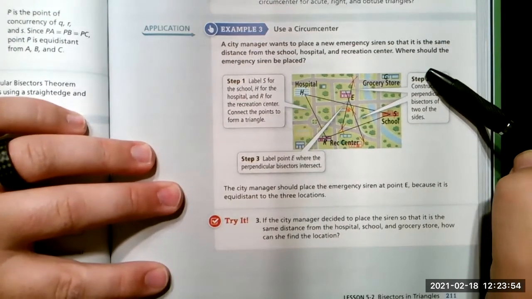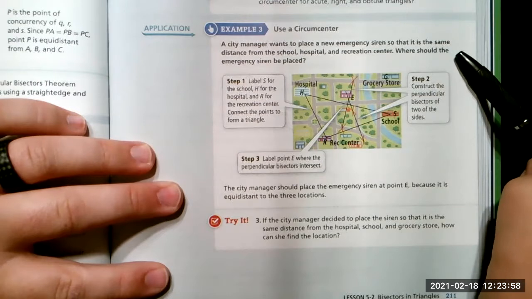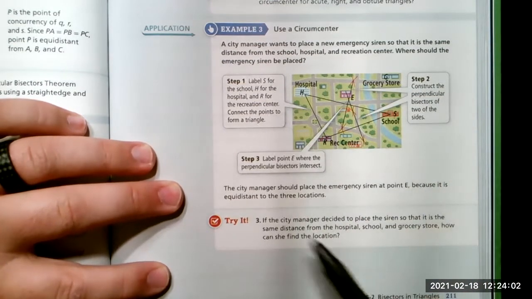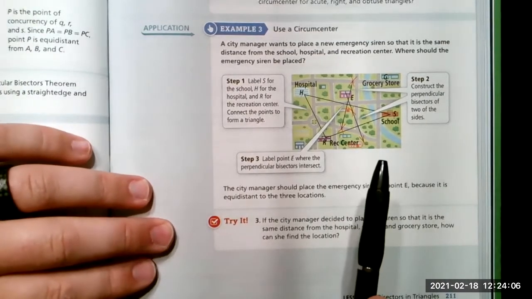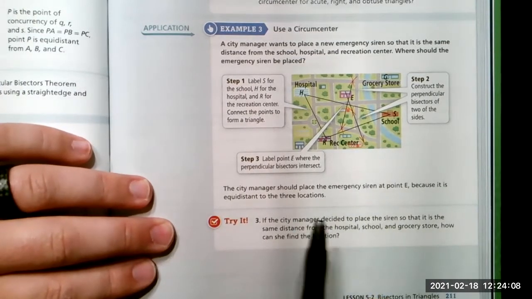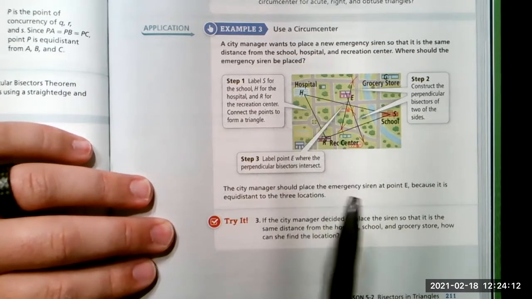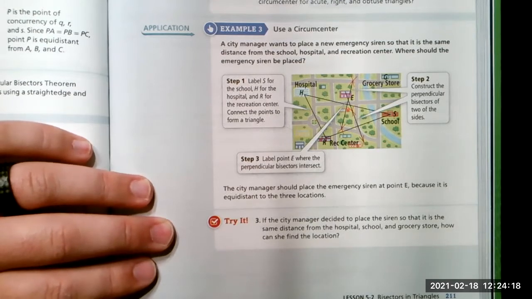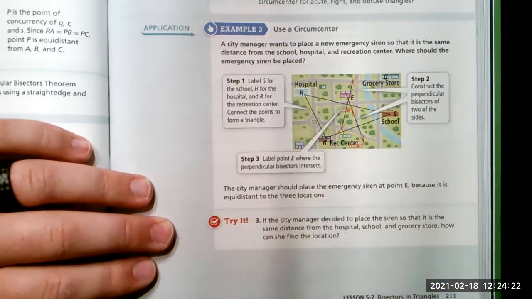So a city manager wants to place a new emergency siren so that it's the same distance from the school, hospital, and recreation center. So we have these 3 places, and we want to place a siren. If there's an earthquake or a tornado or whatever, we want to place a siren around those 3 places to where it's the same distance from each place. So that way everybody can hear the siren as best as possible. Where should the emergency siren be placed?